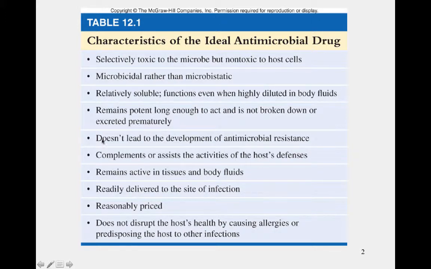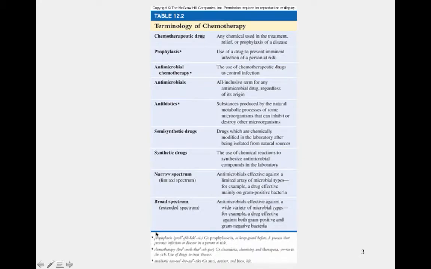And hopefully they would not lead to the development of antibiotic or antimicrobial resistance, which unfortunately is inevitable and which we're seeing now is becoming a huge problem. Hopefully they also will be readily delivered to the site of infection, reasonably priced, and also not induce any allergic reactions, which again, this is hard to predict, and we always have a certain percentage of people that will develop an allergy to an antimicrobial drug.